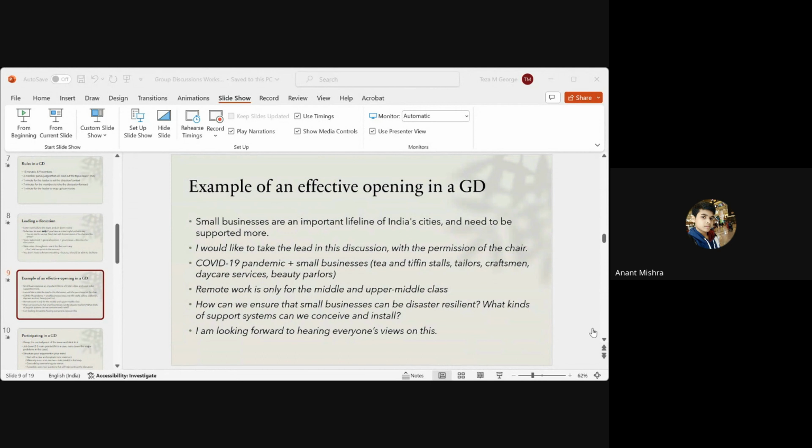Ma'am, can we speak this group discussion just what is written on the slide and just add our own points, without much elaboration, just with our own words? Can we speak like that?